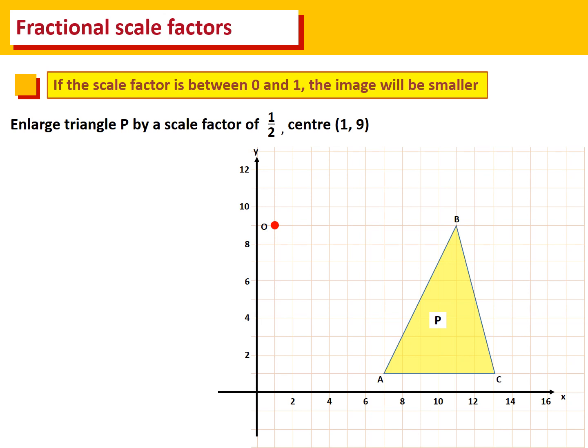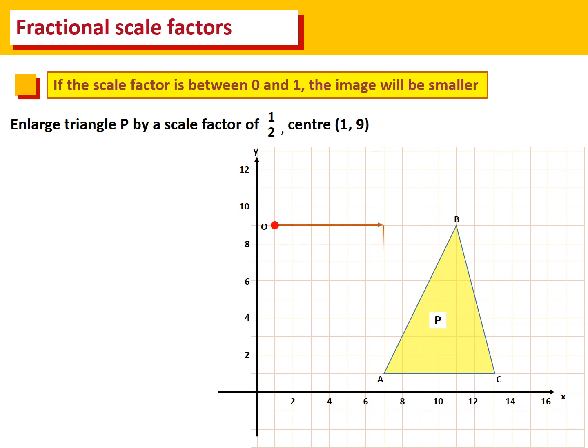In this example, we can see that the scale factor is a half, which means we will be multiplying each length of the triangle by a half. Now, multiplying by a half will make things smaller, so our image will be smaller than the original object, but we would still call that an enlargement. We proceed in exactly the same way as before.